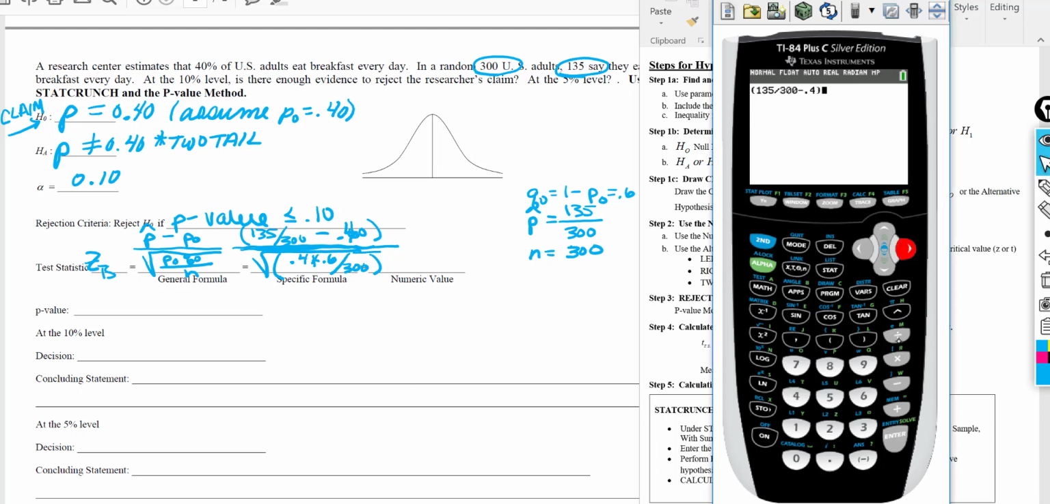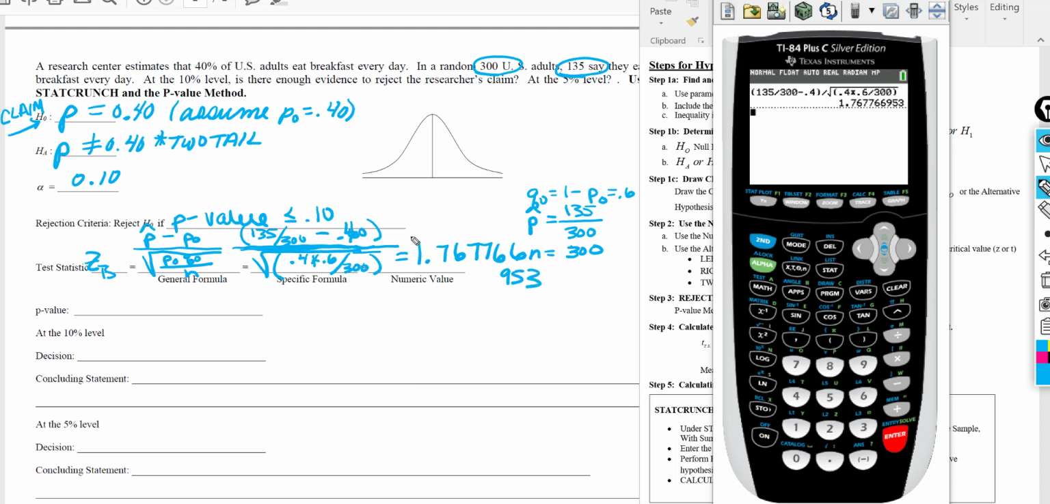Okay, go back. Divided by, and then we go second square root. And 0.4, let's open our parentheses first. 0.4 times 0.6 divided by 300, and then close our parentheses. So notice our parentheses around the numerator and around whatever's under the radical in the denominator. And I go ahead and hit enter. And I'm going to get a test statistic of 1.7677669.